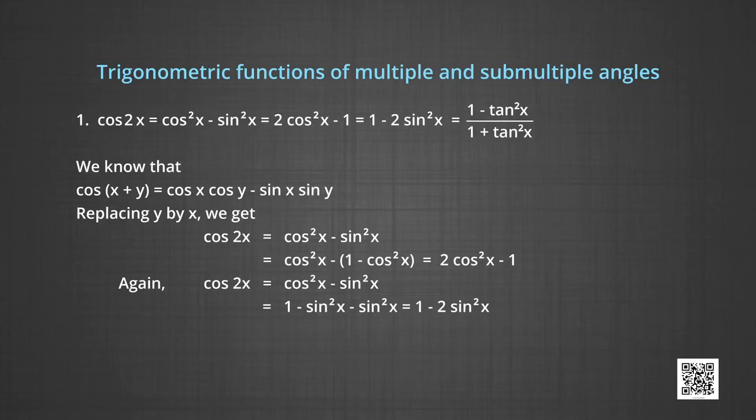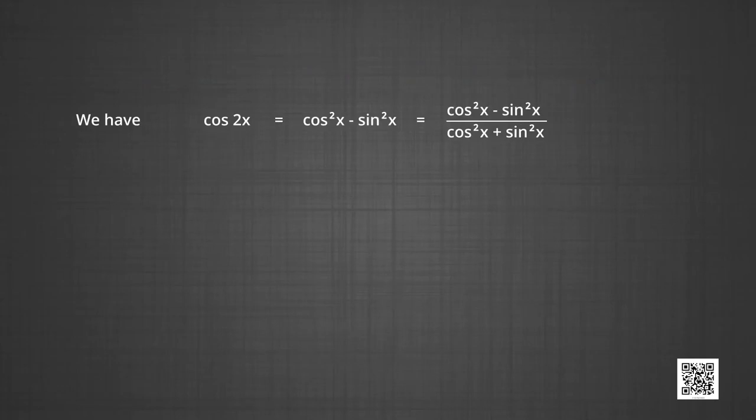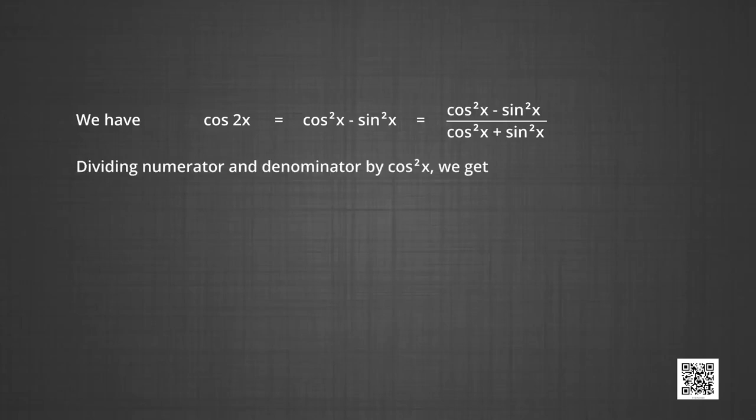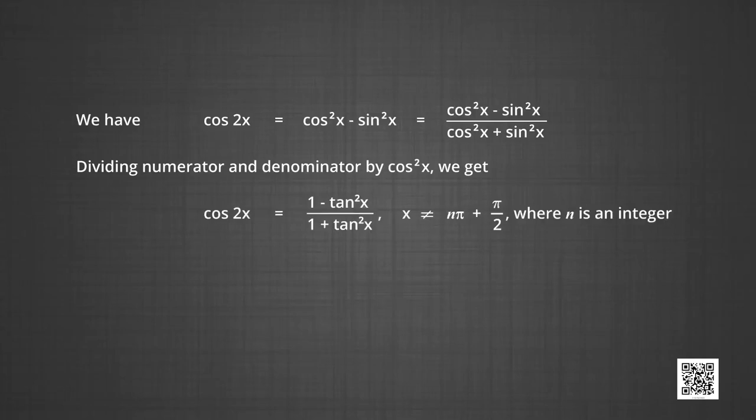For the third part, we again start with cos 2x as cos square x minus sin square x. Now, in the denominator, 1 we will be replacing by cos square x plus sin square x. Therefore, cos 2x can be written as cos square x minus sin square x divided by cos square x plus sin square x. Next, when we divide the numerator and denominator by cos square x, the formula for cos 2x becomes 1 minus tan square x upon 1 plus tan square x, under the condition that x cannot be n pi plus pi by 2, where n is an integer.